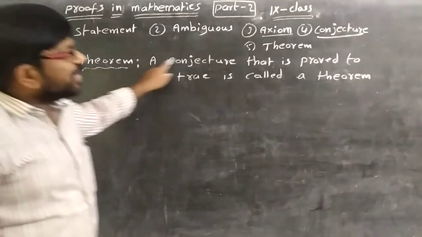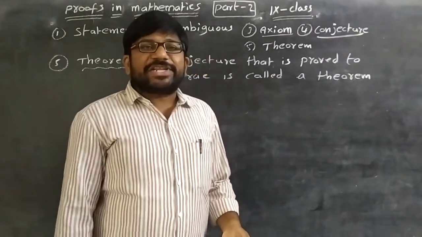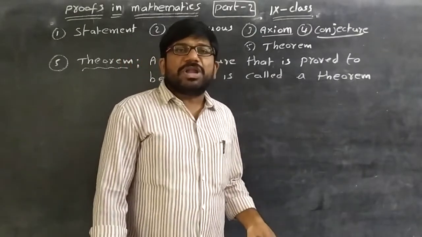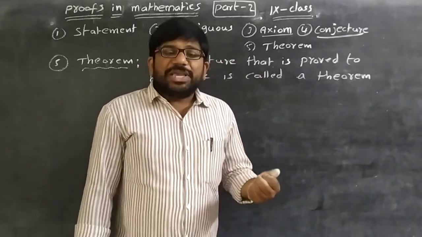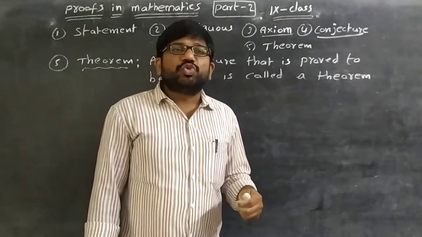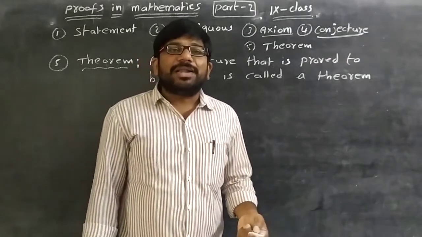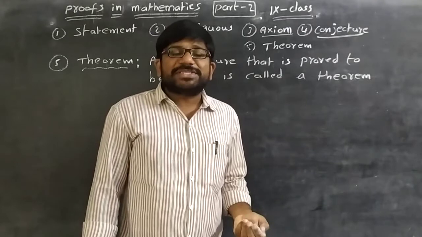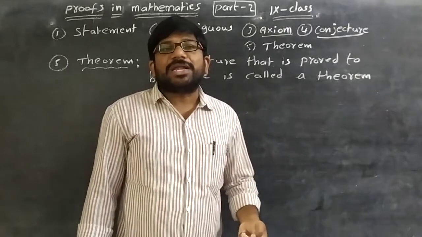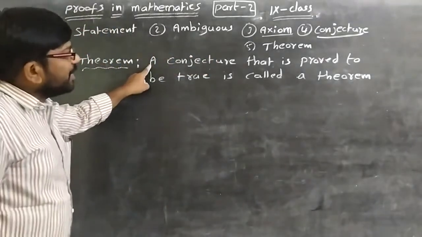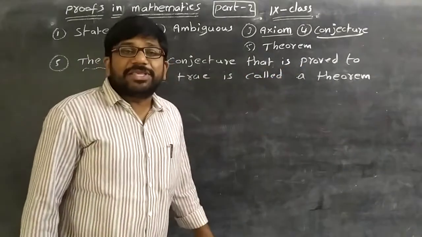Next, the last definition, theorem. So what is a theorem? We know a conjecture: a statement which is neither proved nor disproved is called a conjecture, right? So what does theorem mean? If a conjecture is proved to be true, that is called a theorem, right? So a theorem is a statement that we can prove to be true. A conjecture that is proved to be true is called a theorem, right?